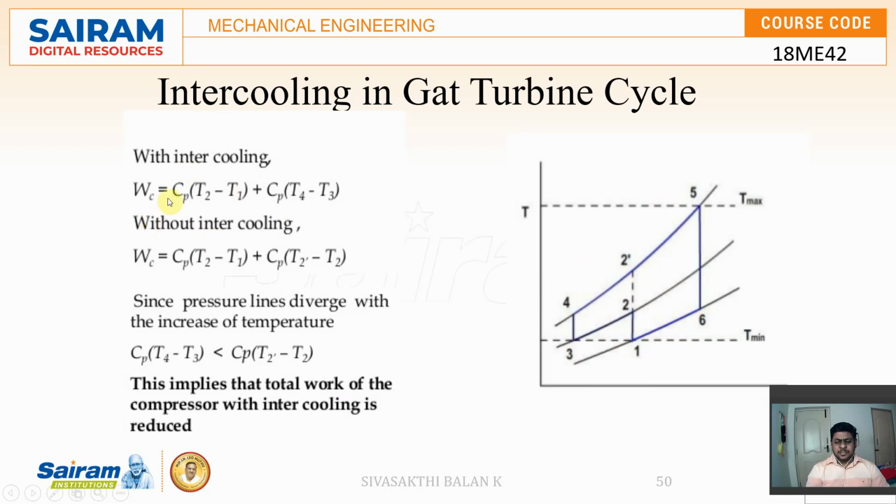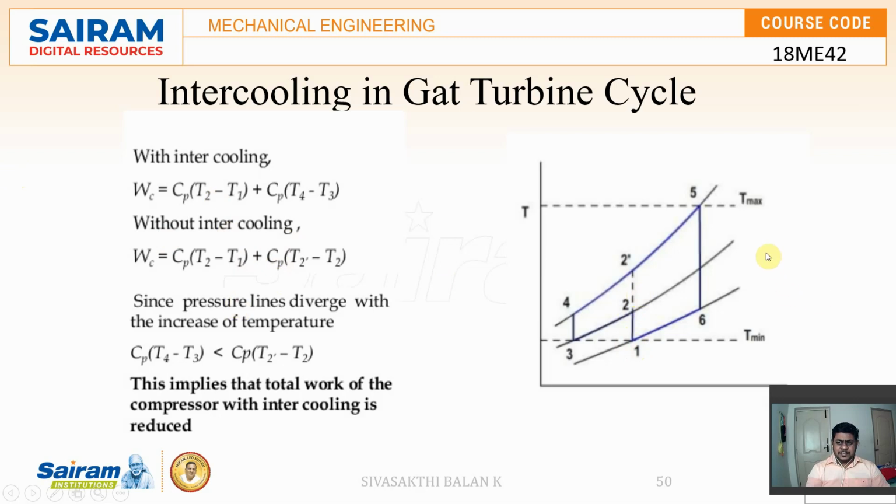Now let us see how the compressor work varies here. We know there are two compressors. The compressor work at each stage is added to give the total work done in both the low pressure compressor as well as the high pressure compressor, the overall compressor work. That is, Wc = Cp(T2 - T1) + Cp(T4 - T3). And without intercooling, the compressor work is the sum of Cp(T2 - T1) plus Cp(T2' - T2).